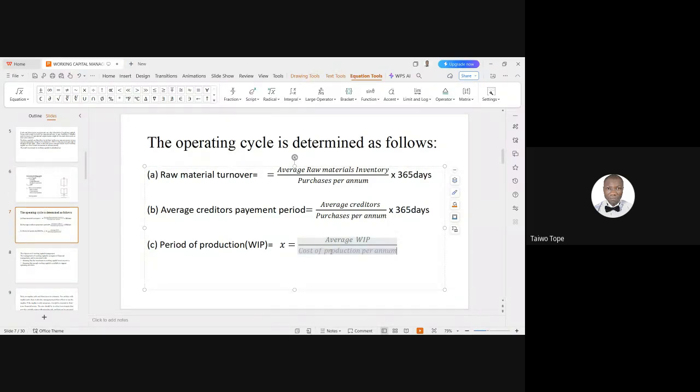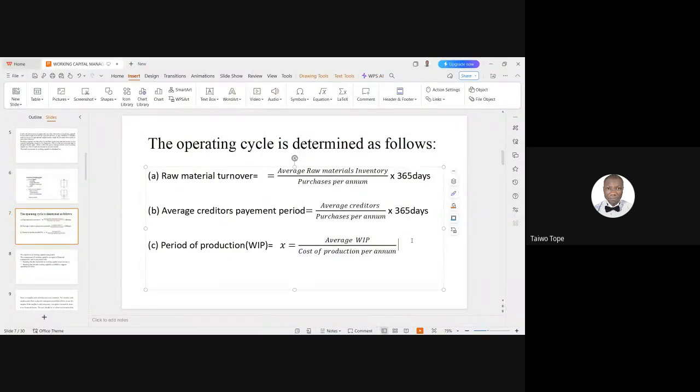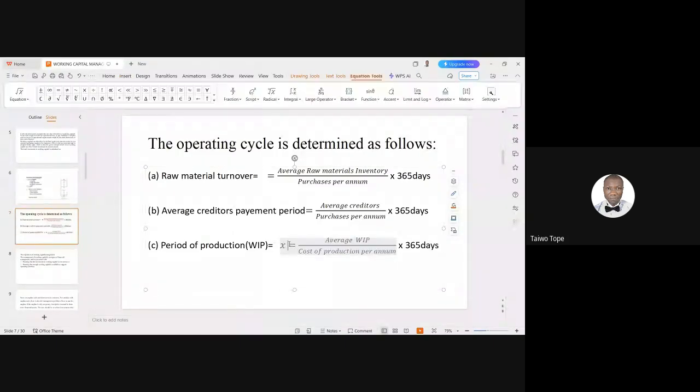Where the question is looking at production cycle, they can give you your average work in progress, and you are not given cost of production. It can be cost of sales. When you do this, it will be multiplied by what? 365 days.